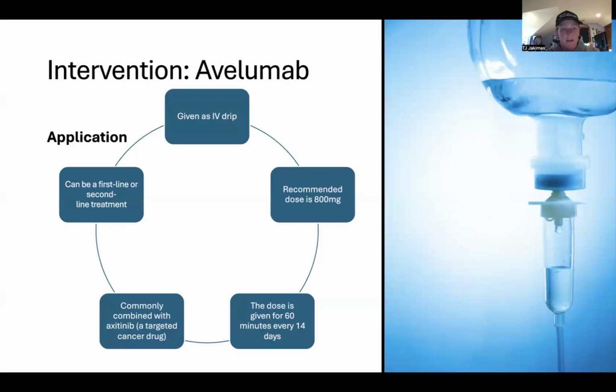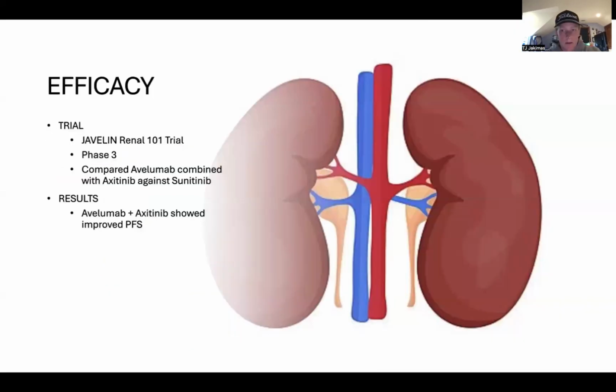Avelumab is also used as a first-line treatment for kidney cancer. However, it can also be used as a second-line treatment for other cancers such as urinary tract cancer. Basically what this means is that patients who receive other medicines that did not work would get Avelumab as a secondary treatment to try and alleviate the problems. Additionally, it is also combined with axitinib, which is a targeted cancer drug, which inhibits vascular endothelial growth factor receptors, or VEGFRs.